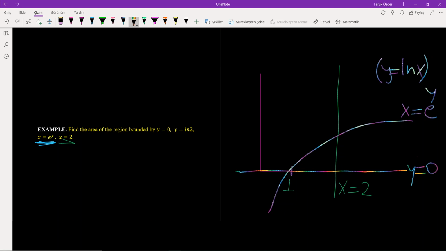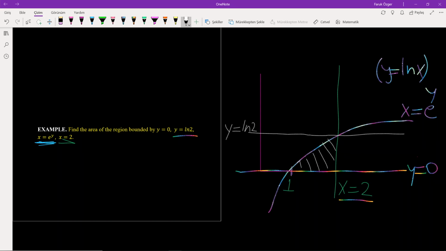Okay. And the final one is y equals ln 2. For x equals 2, you have ln 2. So this is the line y equals ln 2. So where is the region now? Where is the region? This is the region. We will compute the area of this region.